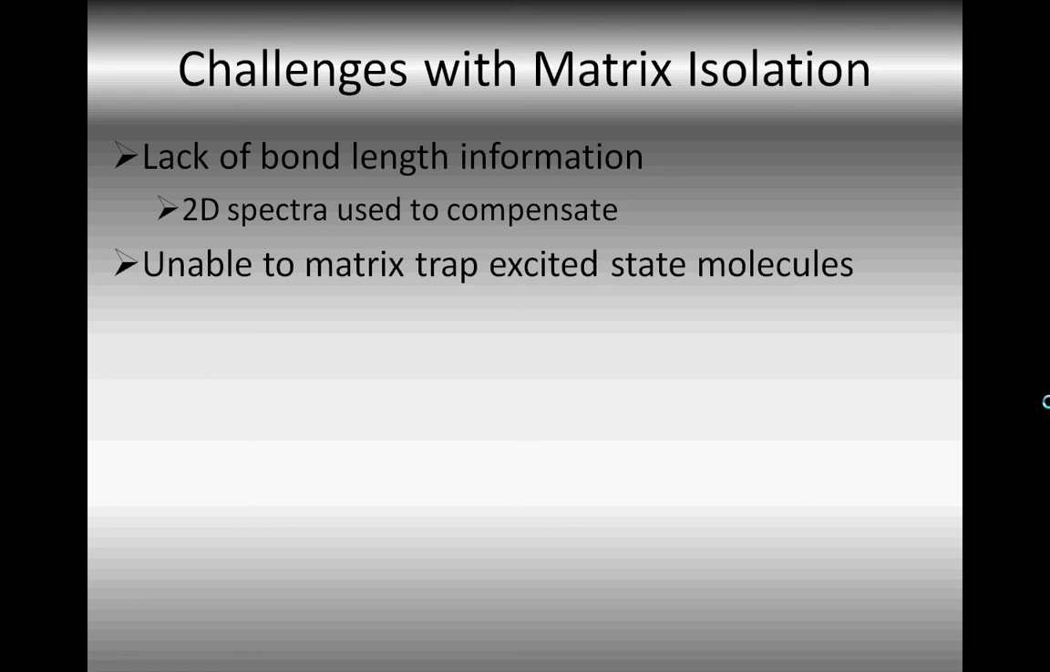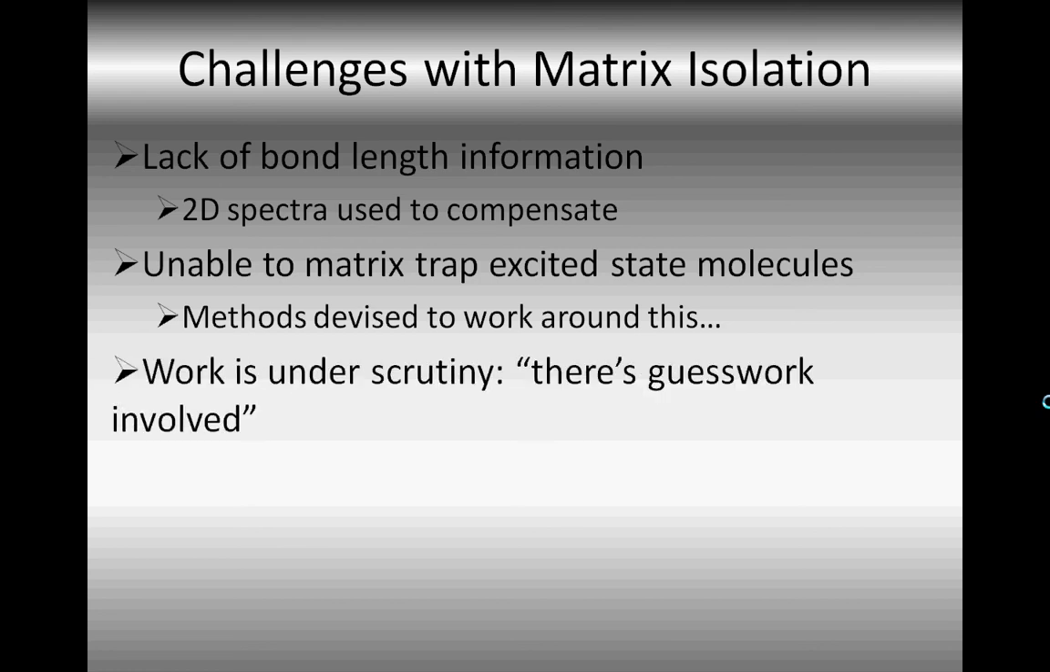Also, in most cases, you're unable to actually trap excited state molecules in a matrix, mostly because they would have to actually be generated inside the box. And some scientists have figured out ways around this, and we'll take a look at some of that a little bit later. But also a lot of publications are met with scrutiny simply because there was originally a lot of guesswork associated with matrix isolation because they didn't have a whole lot to compare to.